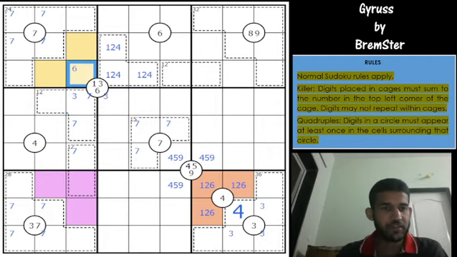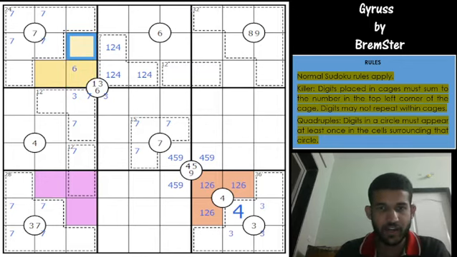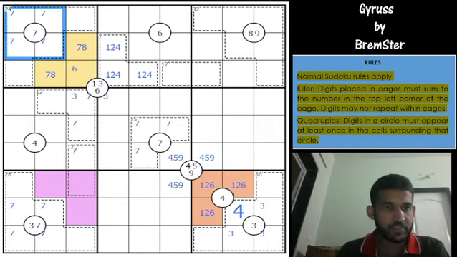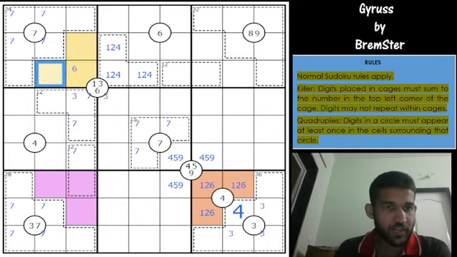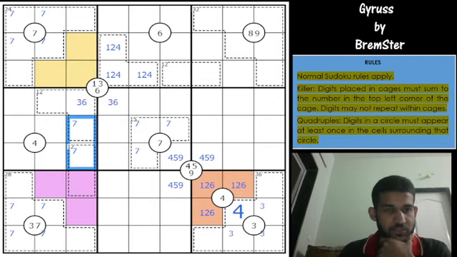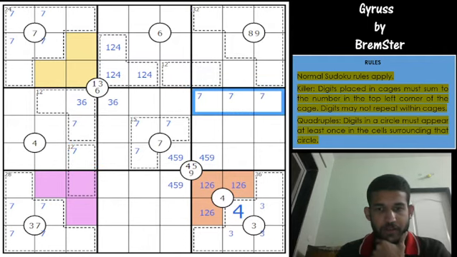So if I have a 6, I need 15 more from the yellow cells, which can only be 7 and 8 because 6 plus 9 is eliminated. But we know that 7 is confined to these 4 cells. So that means 6 is not going here, and this becomes a 3, 6 pair. And now 7 is in these 2 cells, 7 is in these 3 cells. So 7 in row 4 goes in here.